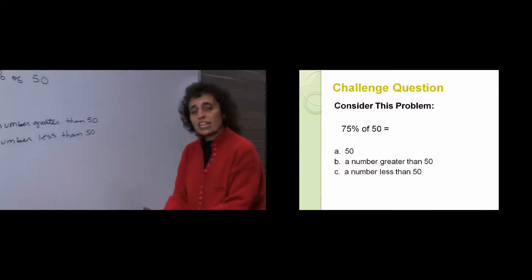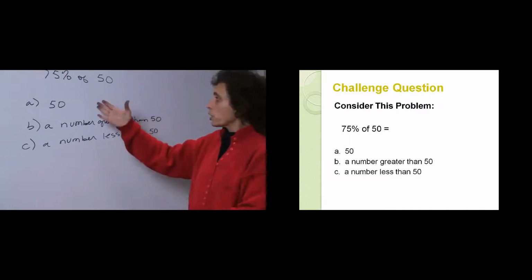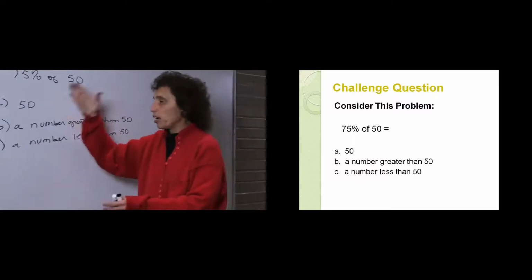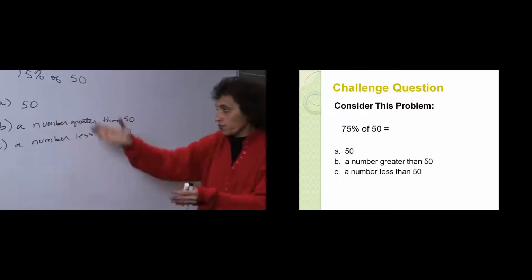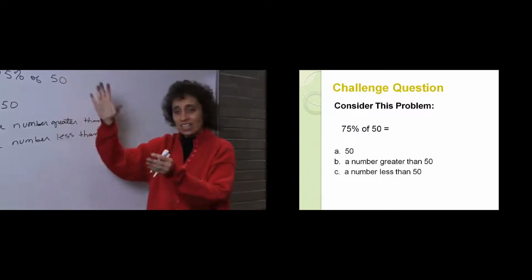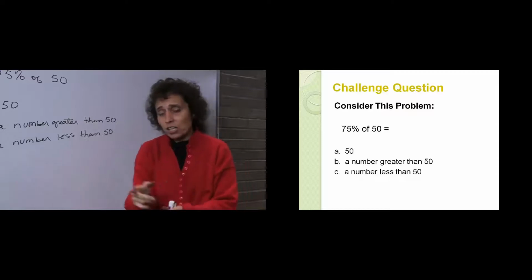We talked a little bit about percents in the last lesson, but I just want to look at a question like this. It says 75% of 50 is which one of these? Is it 50? Is it bigger than 50? Is it less than 50? Before we address this, let's look at something.